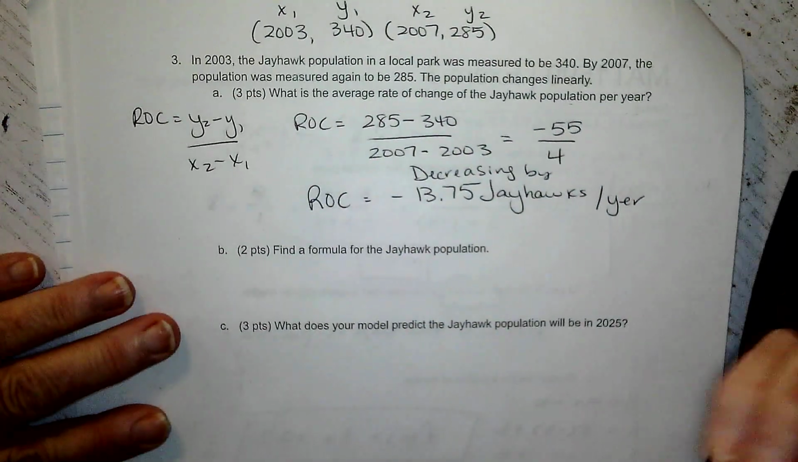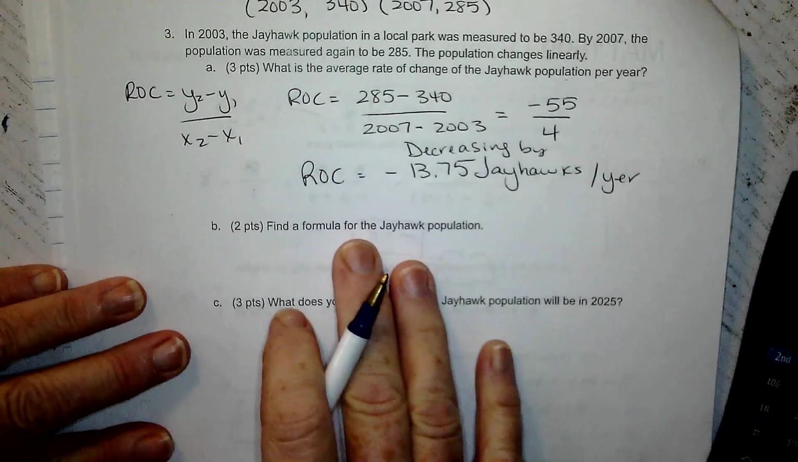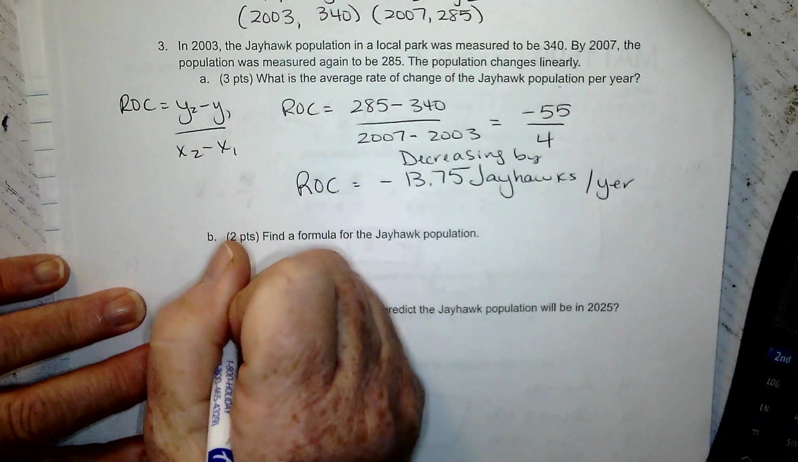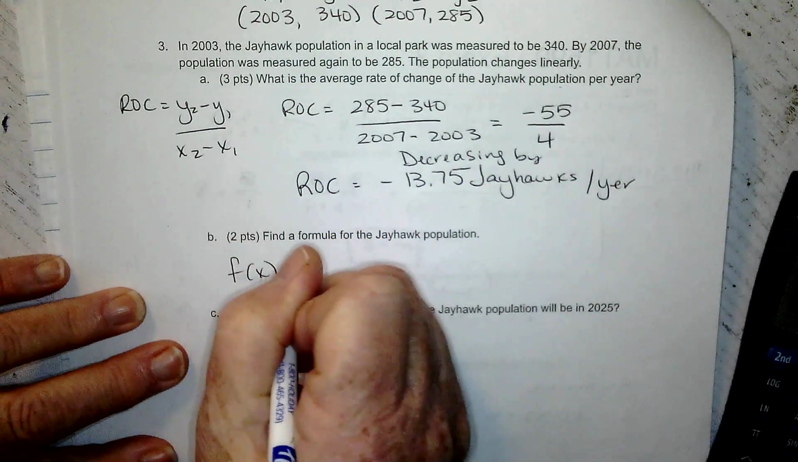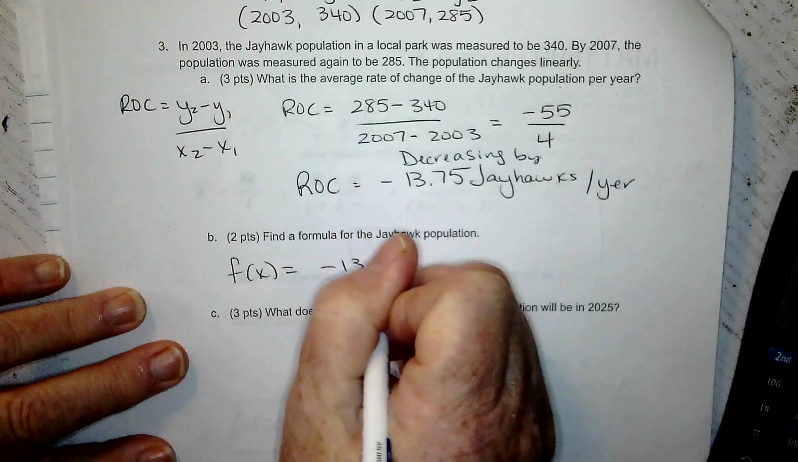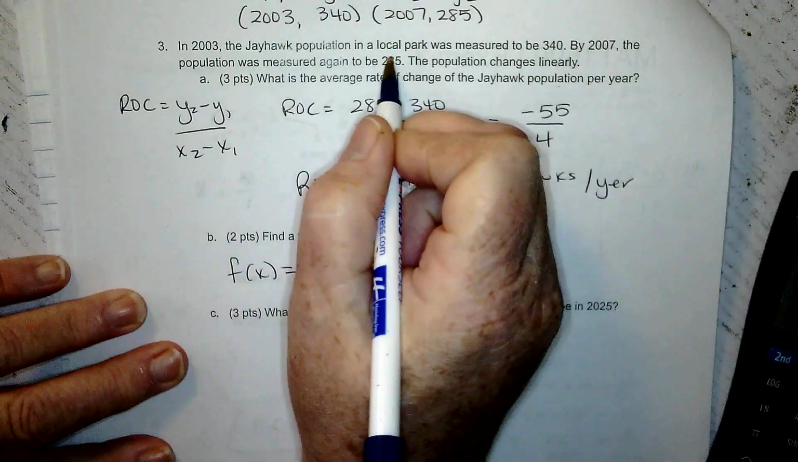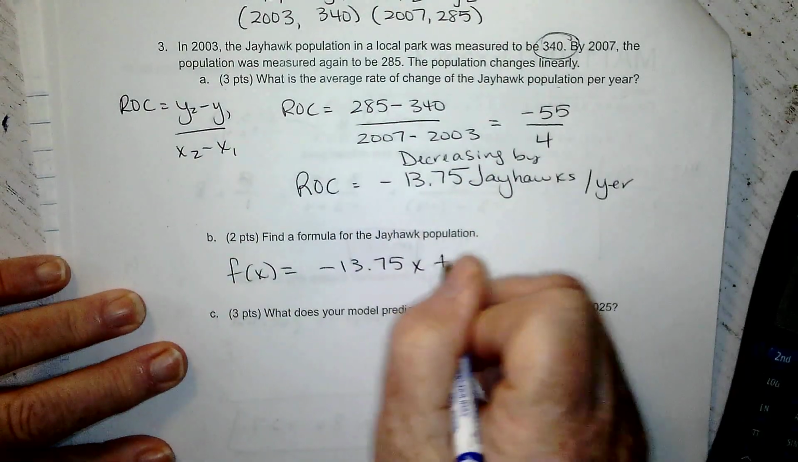13.75. Find the formula for the Jayhawk population. Well, what's the initial value we have? F of x is negative 13.75 x, and then what's the initial amount? We started off with 340.